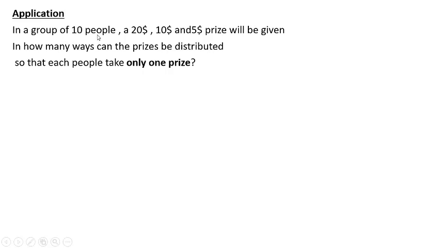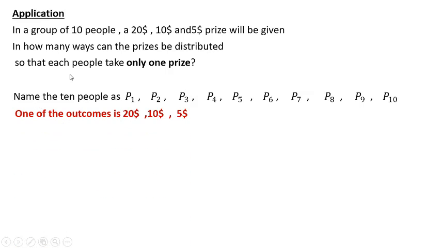Application. In a group of 10 people, $20, $10, and $5 prizes will be given. Question here, in how many ways can the prizes be distributed so that each person takes only one prize? Before I start by solution, we will display some examples. First, name the 10 people as P1, P2, P3, and so on to P10. One of the outcomes is $20 is given to P1, $10 prize to P2, $5 prize to P3. Another outcome, $5 for P1, $10 for P2, and $20 for P3. As you see here, order is very important. There is a difference between these two possible outcomes.